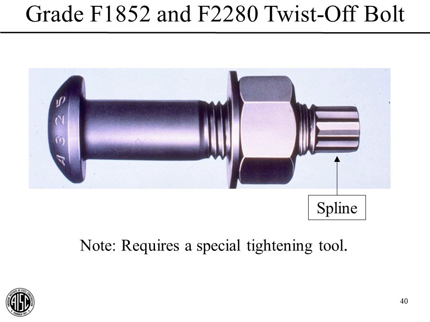You notice on the slide a couple of slides ago, we mentioned the F1852 and 2280 bolts. Those are twist-off bolts like these that are used to achieve proper pretension. Now we'll talk about that more in the tightening section in a few minutes.